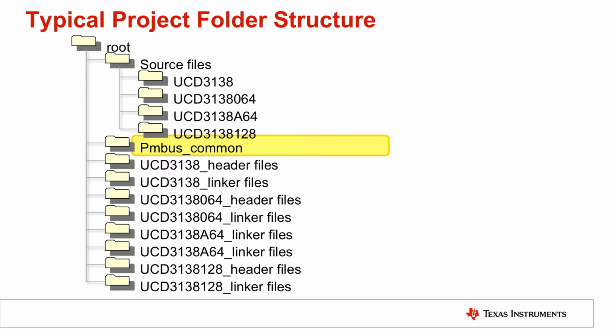PMBus Common contains files required for the PMBus handler routines, which are common to all versions of the UCD. The header and linker command files for each version of the UCD device are also placed at this level. When you select a particular configuration in CCS, the CCS build process will be configured to select the correct header and linker command files for the UCD device selected.